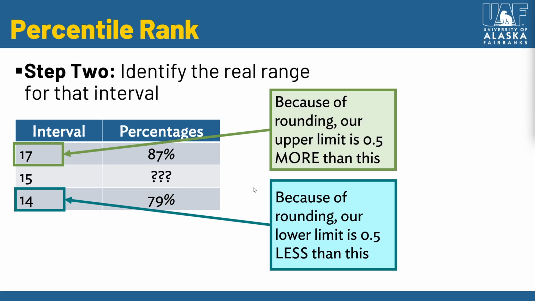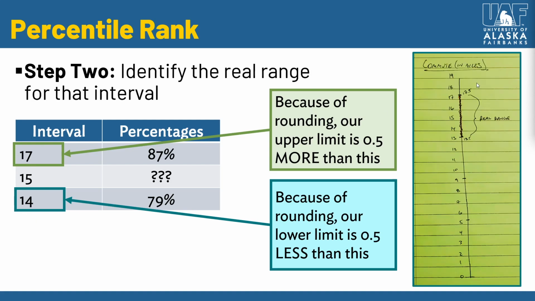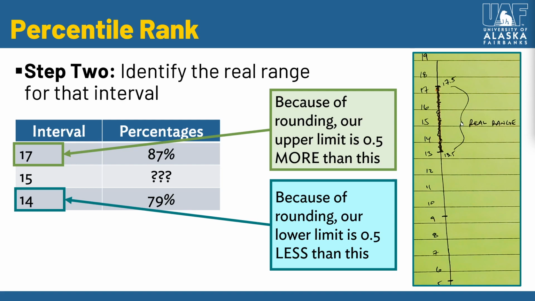Because of rounding, it's important to note that our upper and lower limits are 0.5 on either side. For example, looking at this on a scale from 0 to 19 miles of commute, our interval here is 14 to 17. But if we zoom in a little bit, our real range goes a little beyond that: 13.5 to 17.5.